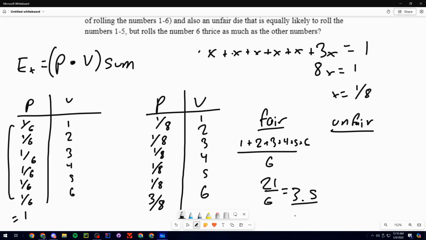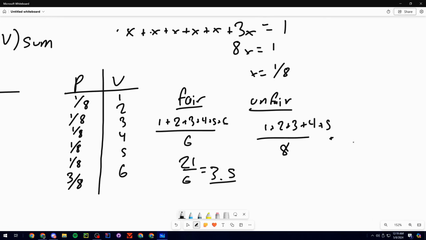Now for your unfair dice, I'm going to handle these 5 numbers separately. That's the same thing we did for this one, where it's just 1 plus 2 plus 3 plus 4 plus 5 over 8. And then you're also adding, let me move a bit to the side, that 18 over 8. What is that? That's 15 over 8 plus 18 over 8, which is equal to 33 over 8.